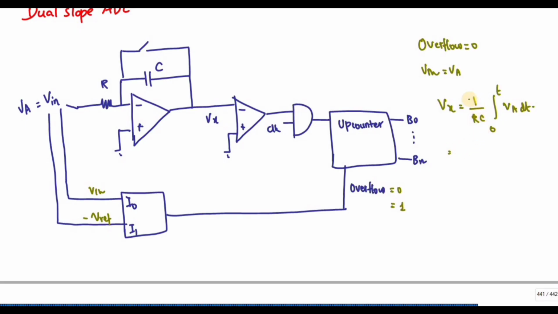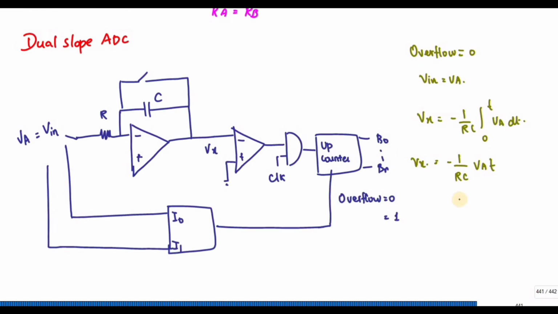This is minus, right? So minus 1 divided by RC, Va into t. If I draw the diagram, the slope will look like this. This is time. If I take this as t1, so till this point I have the slope. The value of the slope is my Vx, which is equal to minus 1 divided by RC into Va into t.